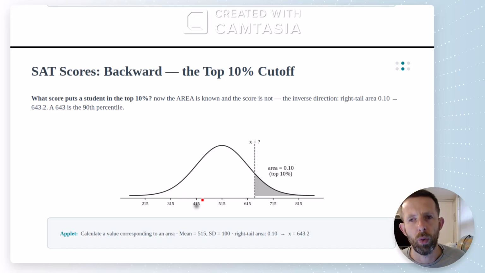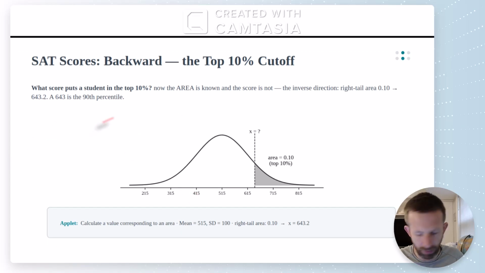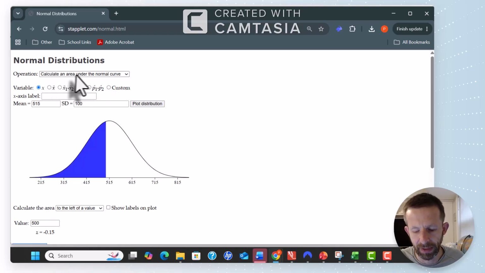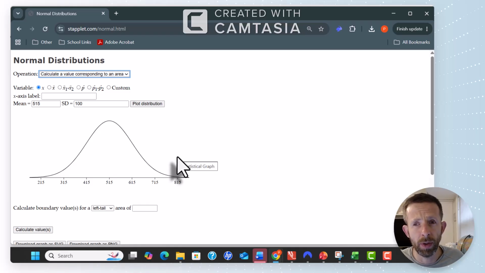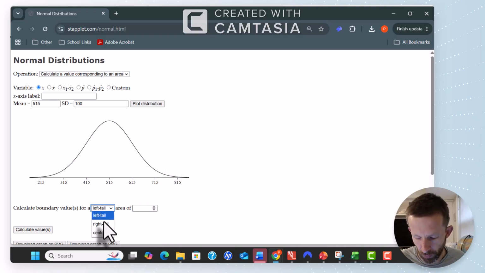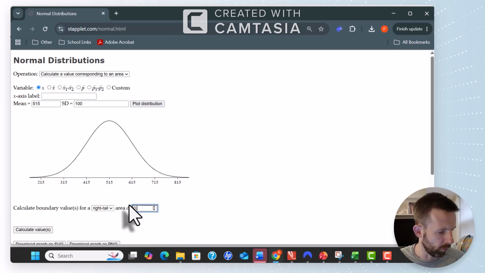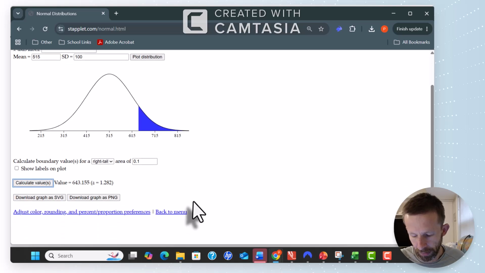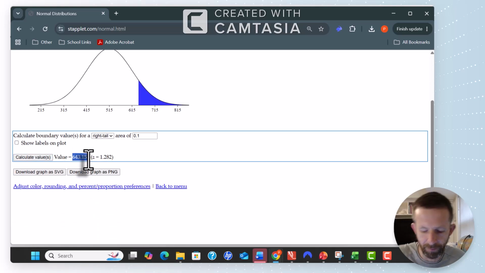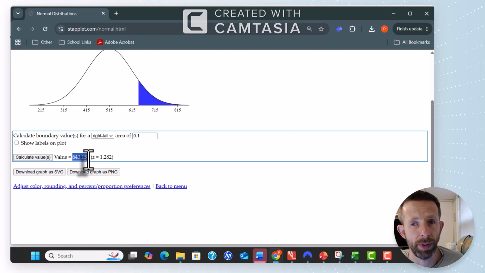All right, so we can go to the left, to the right, more than. Now, I can also ask what score would put somebody in the top 10% of all score takers. So now we're going to have to work with a different option. Instead of calculating an area underneath a curve, we're going to calculate a value corresponding to an area. I want to know what's the boundary that separates the top 10% from the remaining 90%. So I want the calculated boundary value for a right tail of 0.1, the top 10% of all people. What is that value? 643. So anyone to the right of 643 would be in the top 10%.